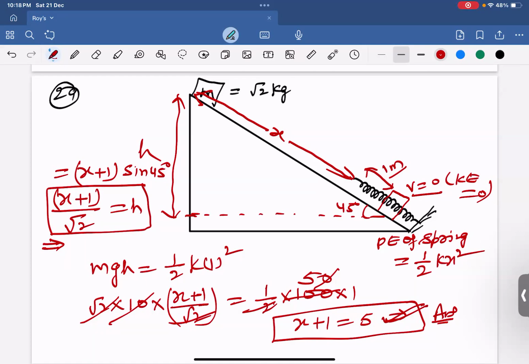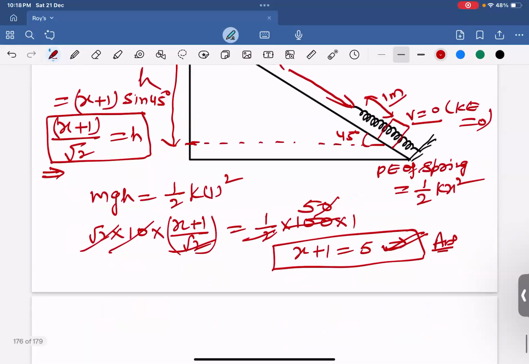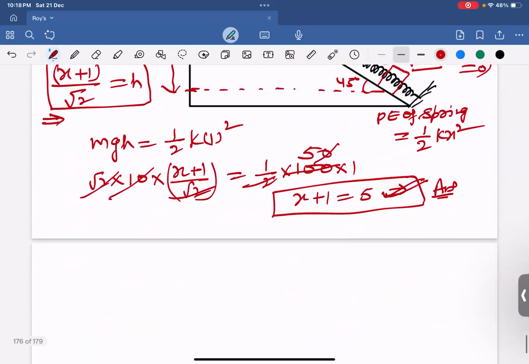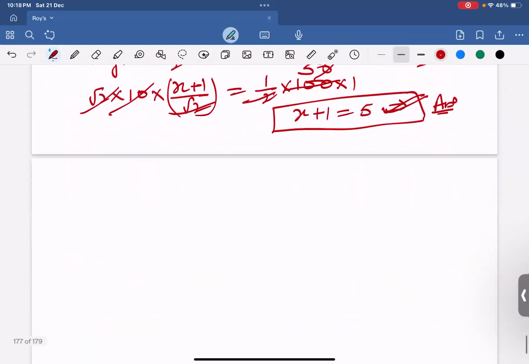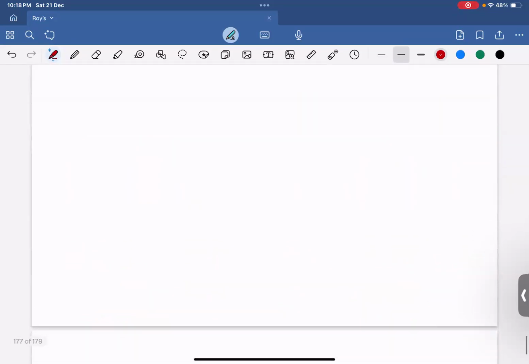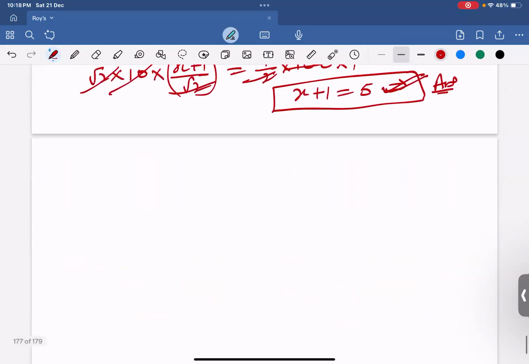Yes, sir. Understood. Okay. Now let's do a few questions on collision, Neil. On the level 2 only, I'll take question number 41 on collision.